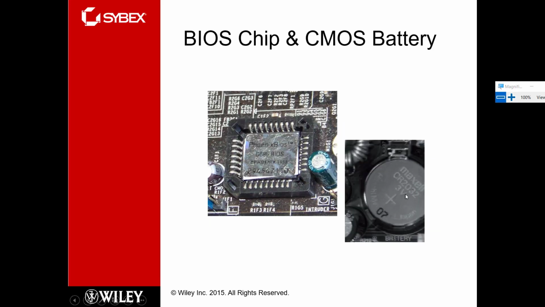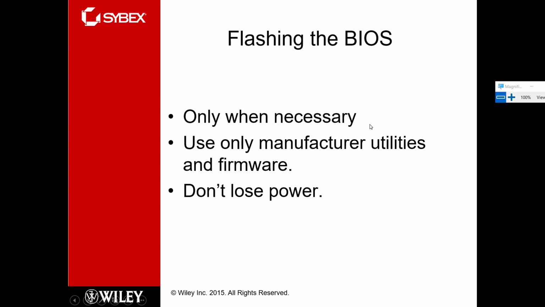BIOS chip and the CMOS battery, we already know the battery there. So flash the BIOS only when necessary, use only manufacturer utilities, and for firmware don't lose power. So flashing just means what? Upgrading the BIOS. The example would be that you have some newer external USB device that's not detecting with your computer. So you have to upgrade your BIOS to detect newer devices, right? Maybe the company has created newer features that would upgrade that.